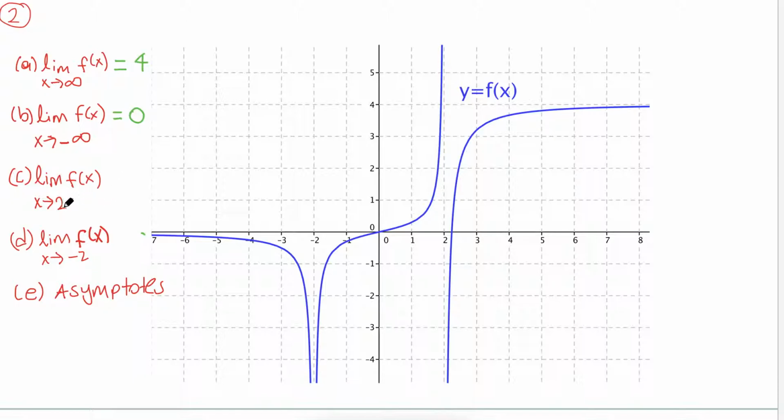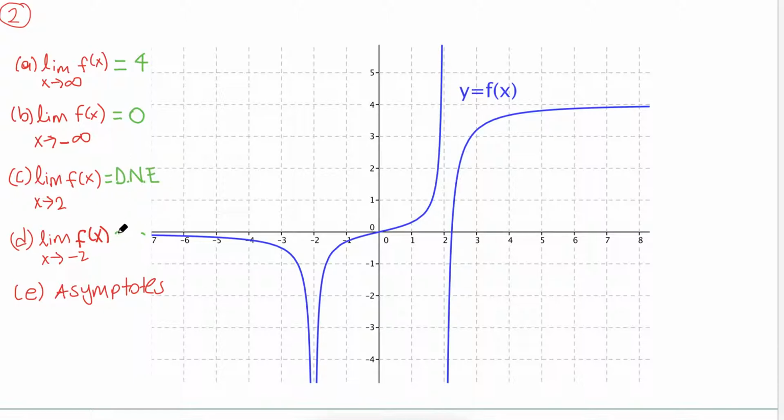Next one, we're looking for the limit as x approaches 2. On the left side of 2, y values are approaching infinity. On the right side of 2, y values are approaching negative infinity. Since the two sides don't match, we put does not exist for this limit.